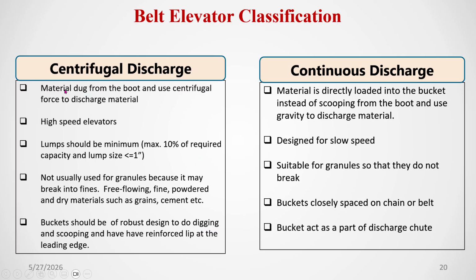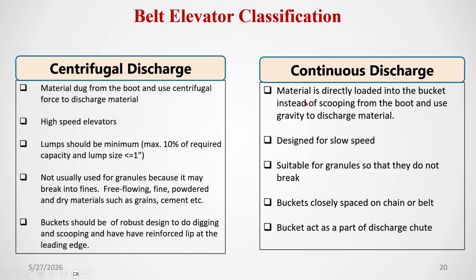With centrifugal discharge, material is dug from the boot, from the bottom, and centrifugal force is used to discharge the material. A high speed elevator is required because of the high centrifugal force. Lumps should be minimum, because lumps under centrifugal force can damage the casing plates. It is not usually used for granules, because with high force they will hit the casing plates and can break. The bucket should be a robust design, so that it can take the centrifugal force.